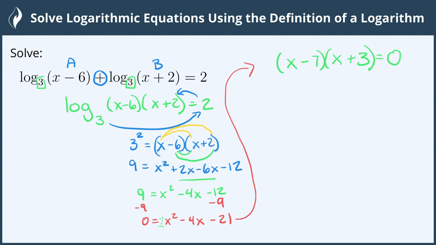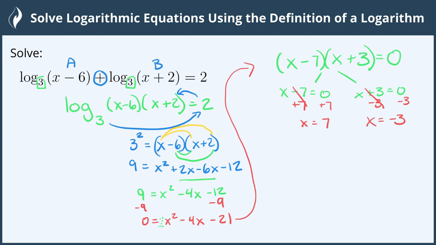Now that we've factored x squared minus 4x minus 21 and it equals 0, we can use the zero product property by setting each of these factors equal to 0 and solving for x. On the first one, we need to add 7 to both sides, so we get x equals positive 7. On the second one, we'll subtract 3 from both sides, giving us x equals negative 3.